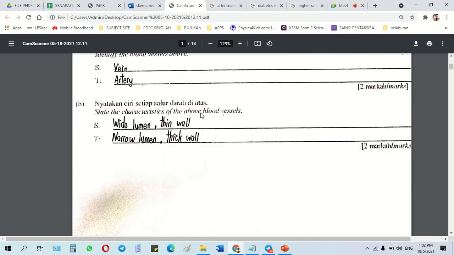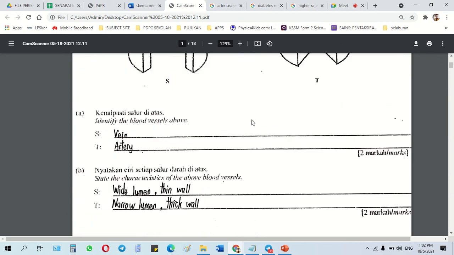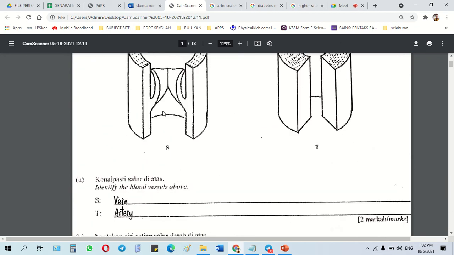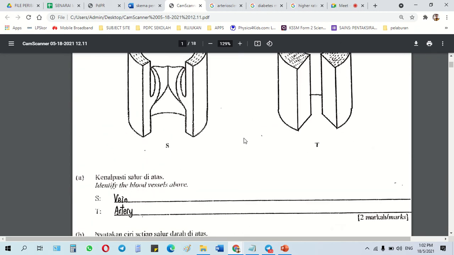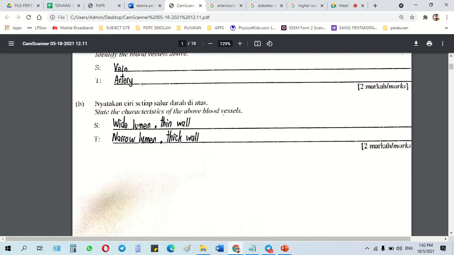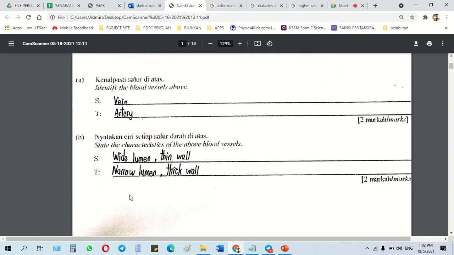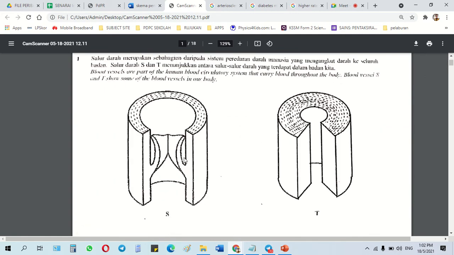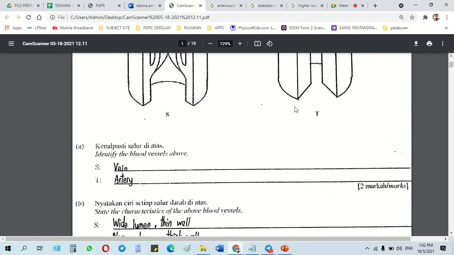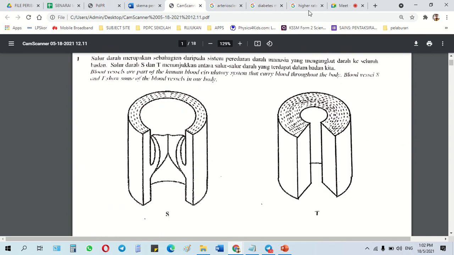Okay, and then state the characteristic of the above blood vessel. So for that vessel, you can mention here about the valve. Okay, that's the most obvious. S has a valve, T doesn't have a valve. Or you can also say wide lumen, or we say there T has a narrow lumen.